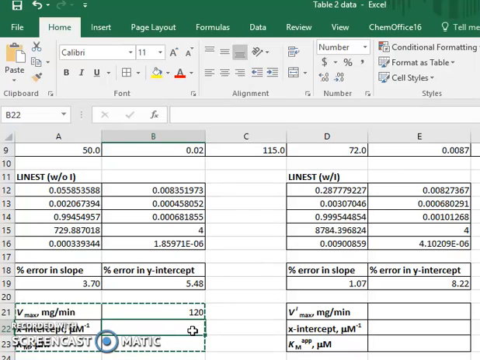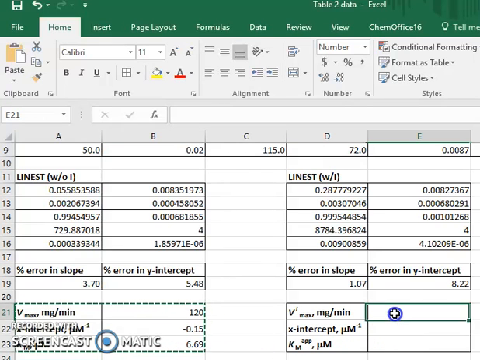So that is equals minus the y-intercept divided by the slope. So that's the value of the x-intercept. Now it will be easy to calculate Km simply by taking the negative, so it equals minus 1 divided by the x-intercept. And then that's the value of my Km.